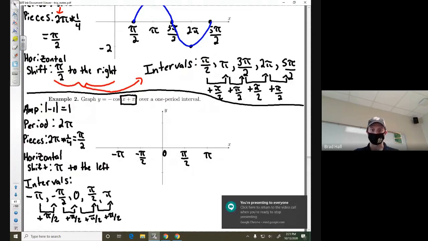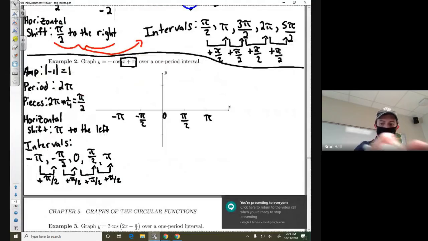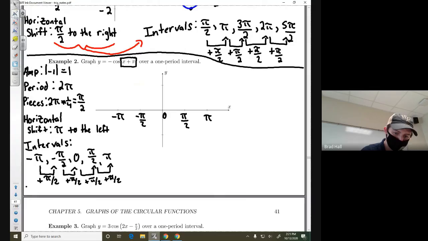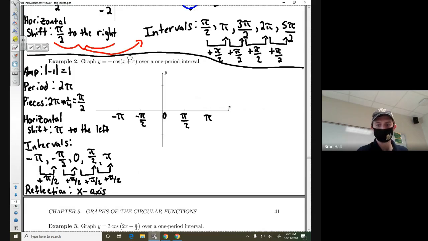And there is a reflection as well. So at the very bottom here, I'll squeeze in reflection about the x-axis. And that is because the function is being multiplied by a negative. So there is a reflection. So that means whatever points that we would originally put, we just have to flip them about the horizontal axis, the x-axis.